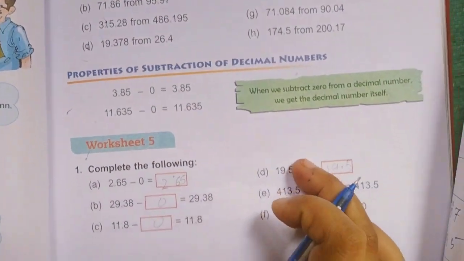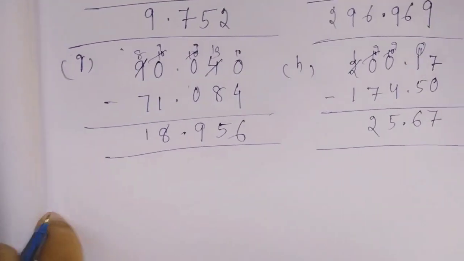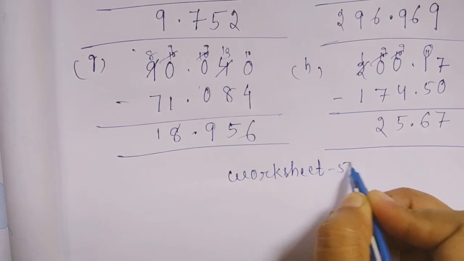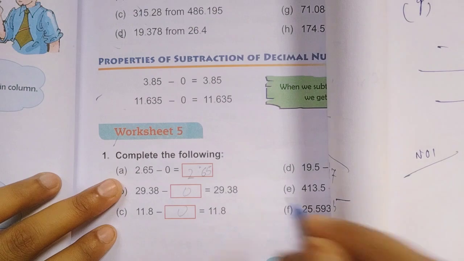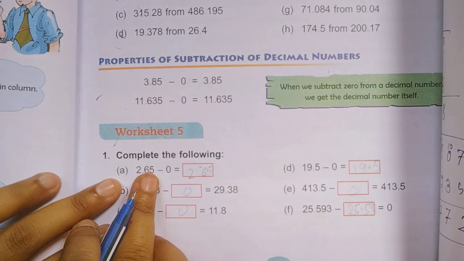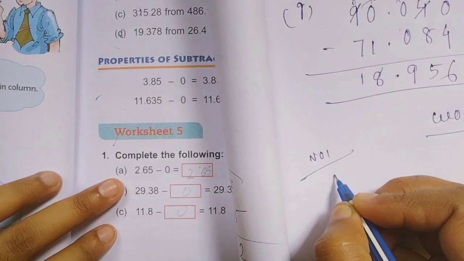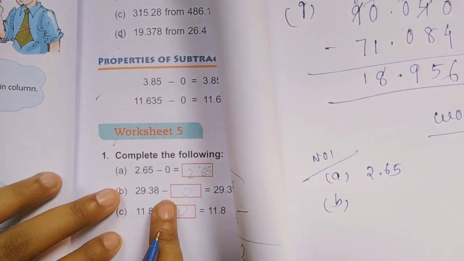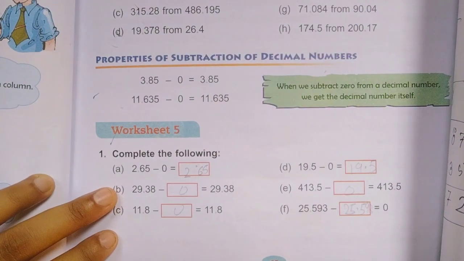Now we solve Worksheet 5. Question number 1. Complete the 2.65 minus 0 equals dash. When you subtract 0 from a decimal number, we get the decimal number itself. So 2.65 minus 0 equals 2.65. Then next, 29.38 minus dash equals 29.38. If we subtract 0 from a decimal number, we get the number itself.